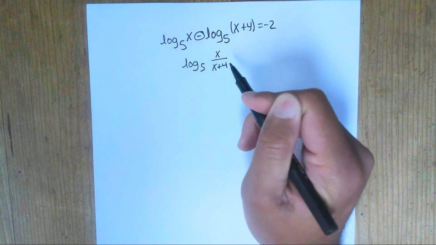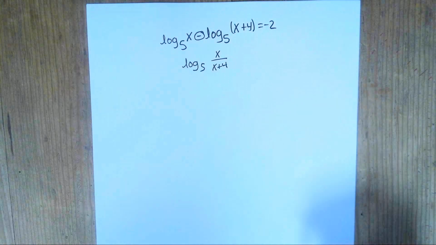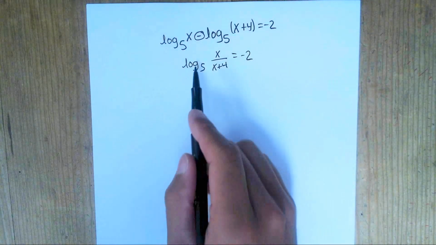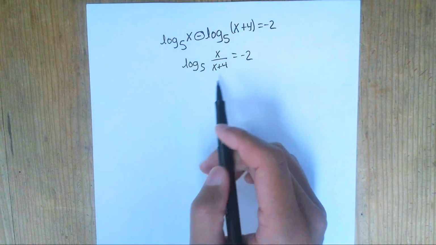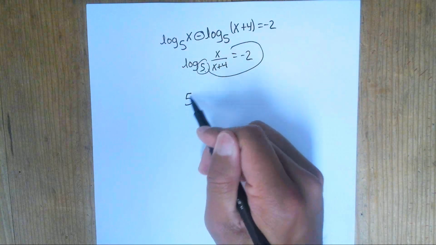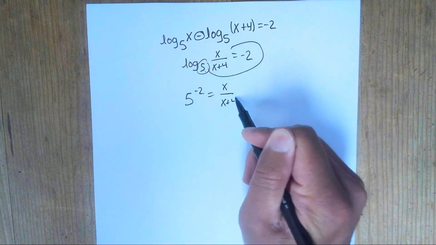Remember, addition means multiplication, subtraction means division. So everything that's positive goes on top, everything that's negative goes on the bottom. Equals negative 2. Now, I condensed it. I have one log equals a number, so that should trigger around the world. So it's going to be 5 to negative 2 equals, and I'm going to write exactly what that is, x over x plus 4.